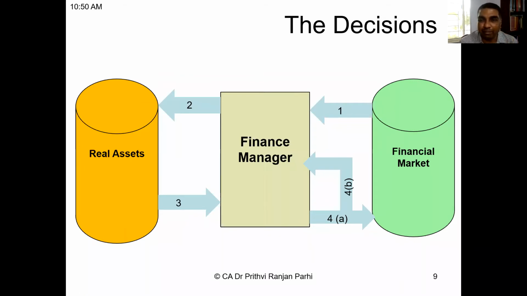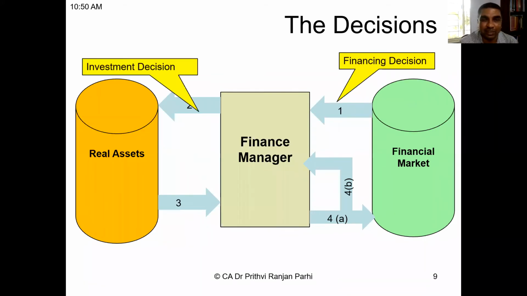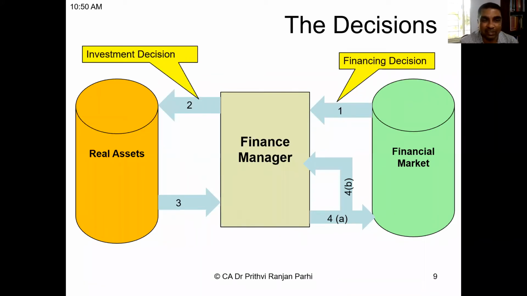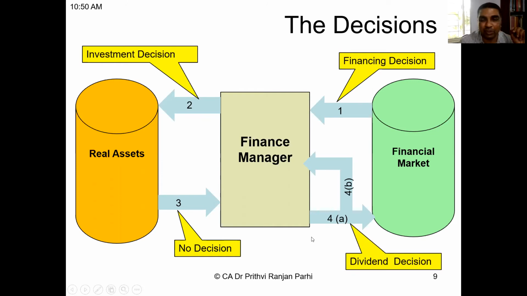Okay, we may call this one the financing decision. This is our investment decision. Third is in fact not a decision. This is only flow of money. Fourth one is called your dividend decision. We pay some money and we retain some money. You can call it the payout and retention.